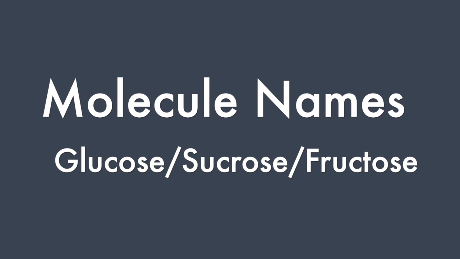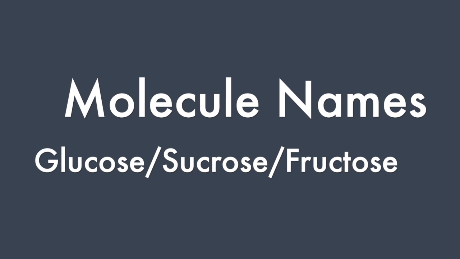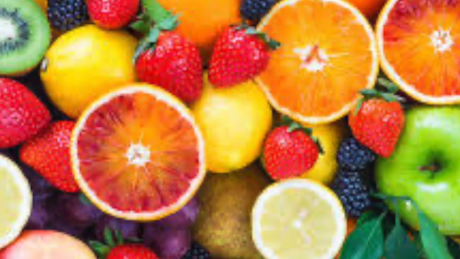Last but not least, molecule names are another form of identification. The molecule name is a purposeful name. It gives insight about the molecule. For example, fructose is implied to be a sugar found in most fruits.